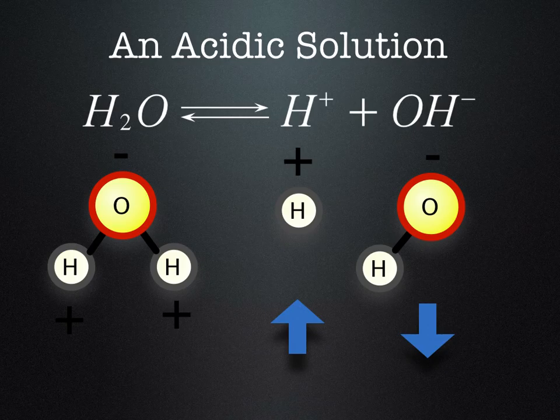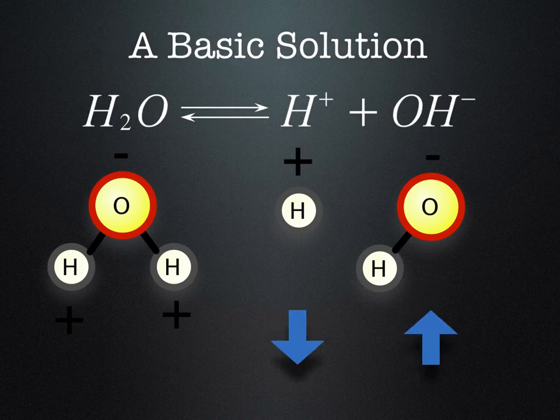So this would be an example of an acidic solution. Notice that you have a high number of hydrogen ions and a low number of hydroxide ions. This would be somewhere from 0 to 7 on the pH scale. A basic solution would be just the opposite of this. You have a high number of hydroxide ions and a low number of hydrogen ions.